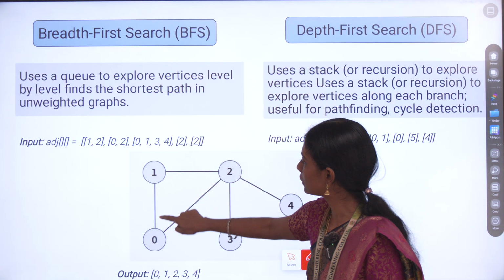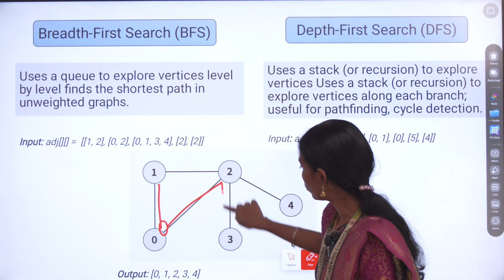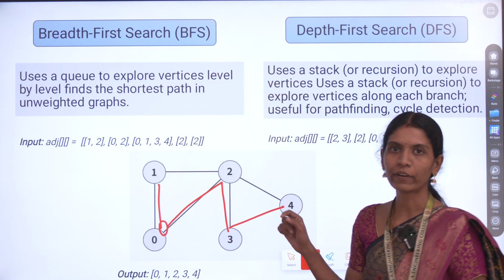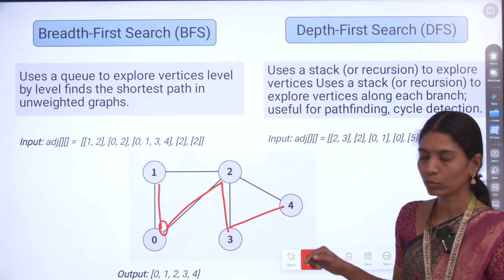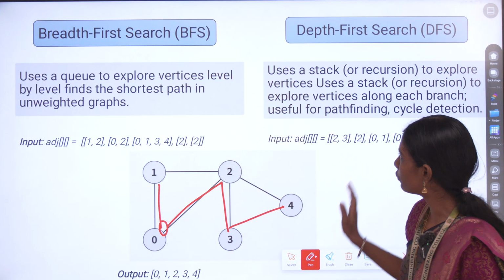The first node is 0. It contains 1 or 2. And then move to 3, then 4. It may be weighted or unweighted. It moves through the whole path in all different ways. This is breadth first search.